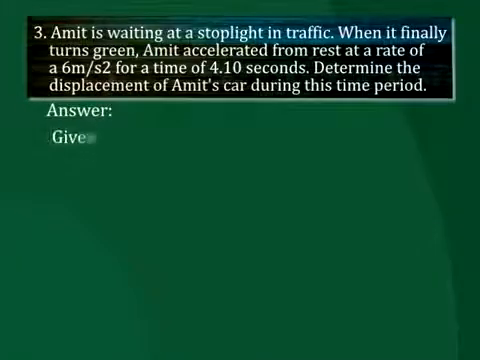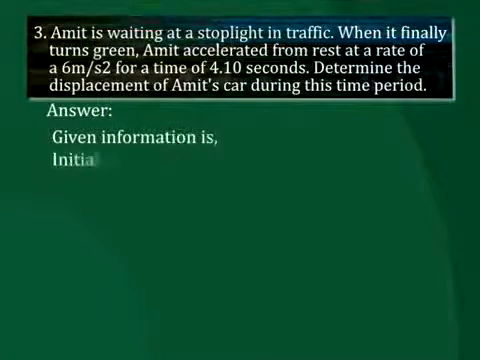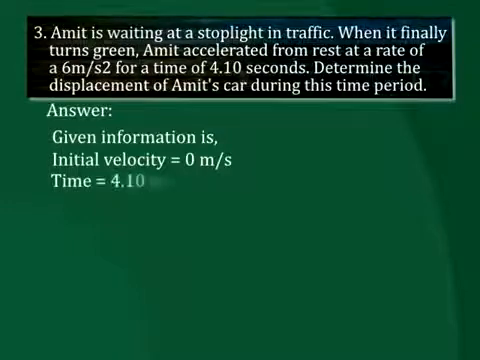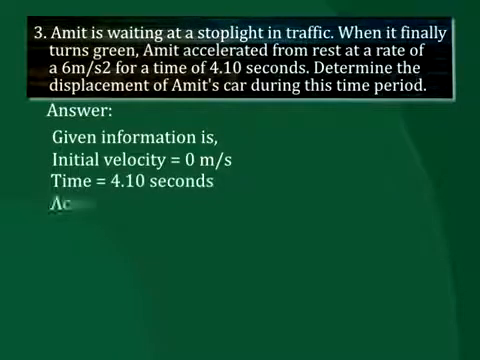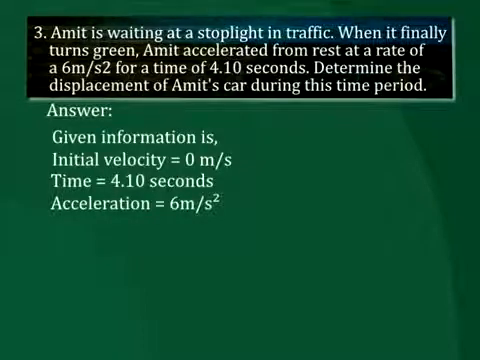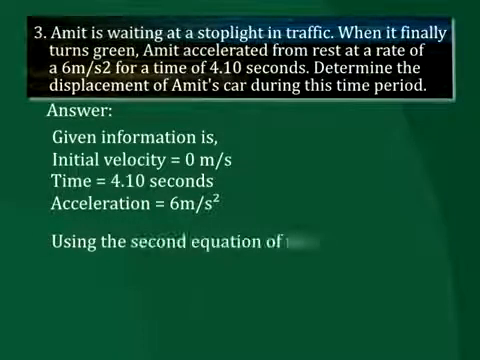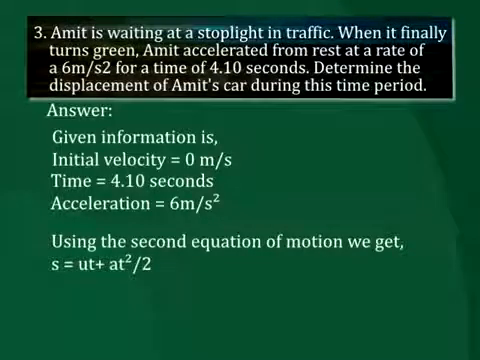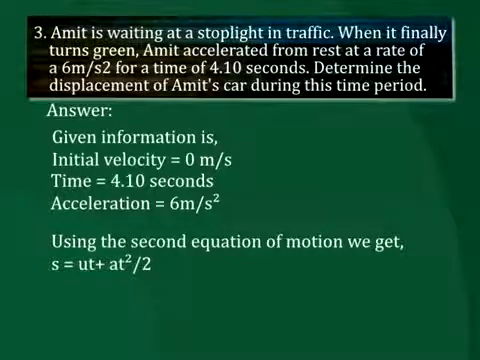Given information is initial velocity is equal to 0 meter per second, time is equal to 4.10 seconds, acceleration is equal to 6 meter per second square. Using the second equation of motion, we get s is equal to ut plus at square divided by 2.